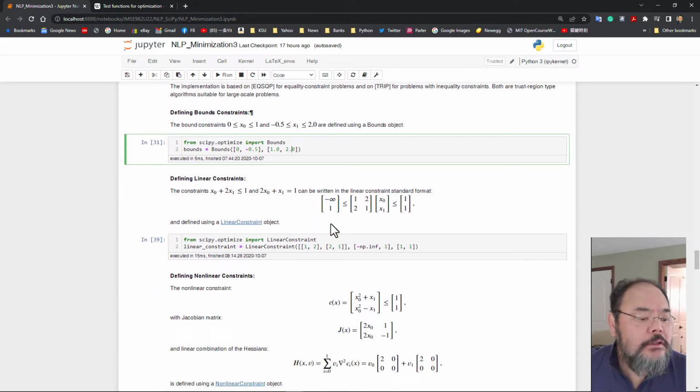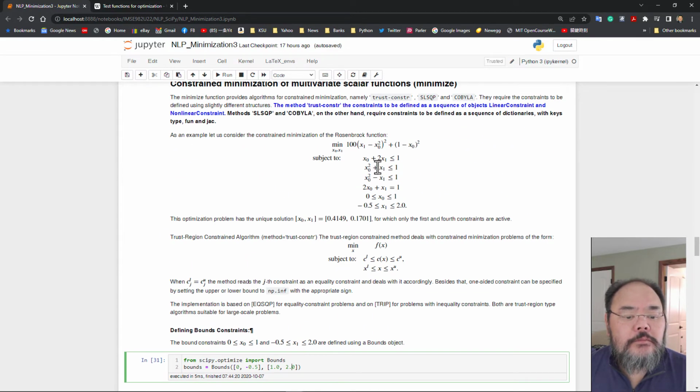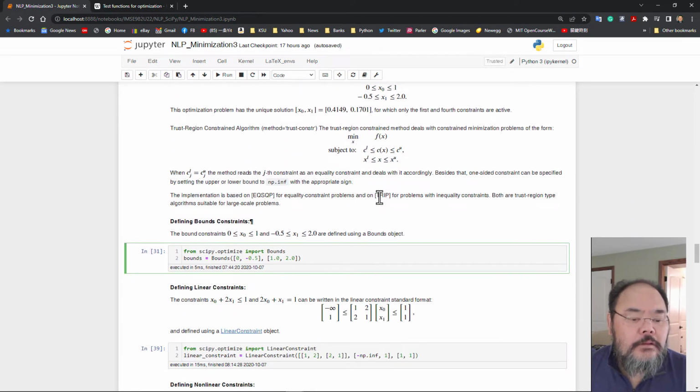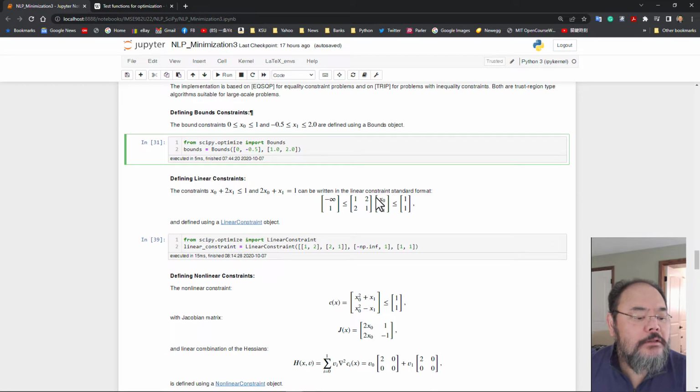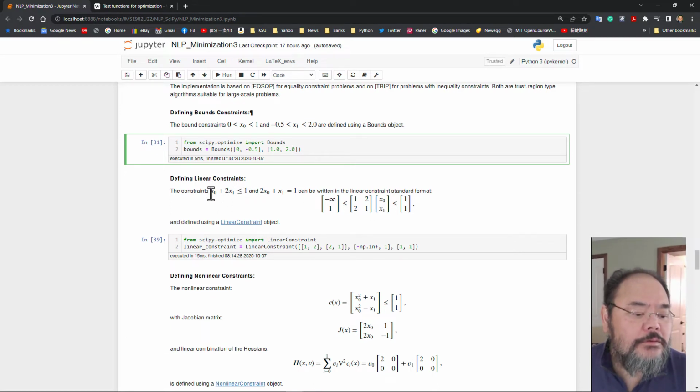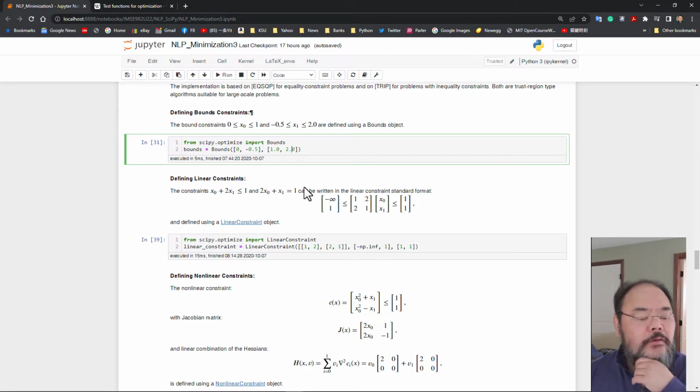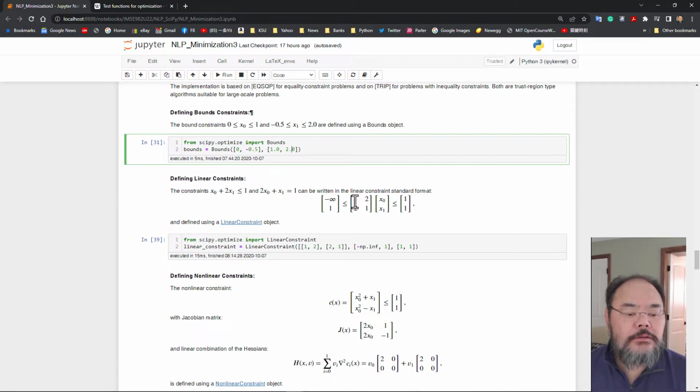Second, we define the so-called linear constraint. We have two of them, the first one and the fourth one. To define a linear constraint, we can form the so-called constraint matrix. The first constraint is x0 plus 2x1 less than or equal to 1. The second is a linear constraint, 2x0 plus x1 equals 1. So we can define the lower and upper bound for each constraint. With the matrix 1, 2, 2, 1 times x0, x1, for the first constraint there's no lower limit, so it's negative infinity, but the upper bound is 1. For the second constraint, since it's an equality constraint, the lower bound and upper bound both equal 1.